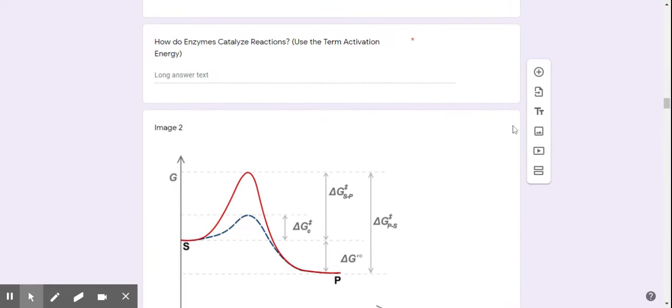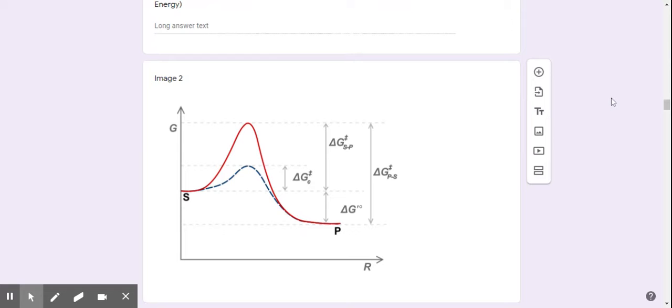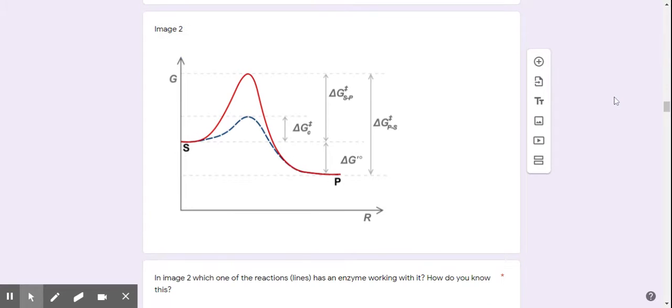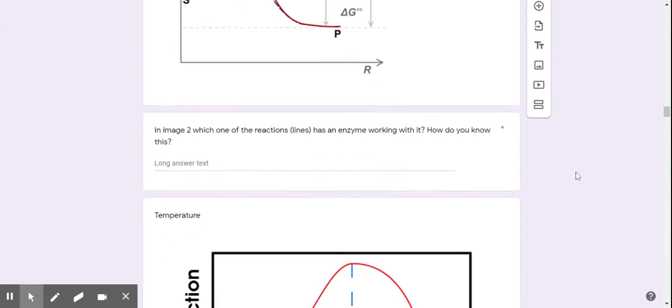So we just said that enzymes catalyze reactions by lowering the activation energy. So if we find an enzyme, the activation energy must be lower. And from what I can see, red has a really big spike, while blue has a much smaller spike. And this distance is the activation energy. Since blue has a lower activation energy, that must mean an enzyme is present there lowering the activation energy. So the smaller hump is always going to have an enzyme working on it, because it's lowering the amount of energy you need for the reaction to happen.